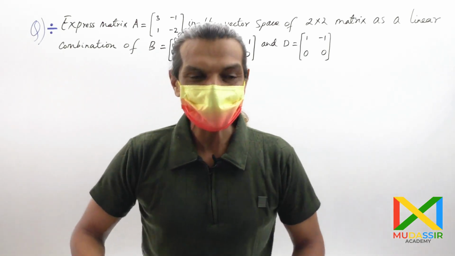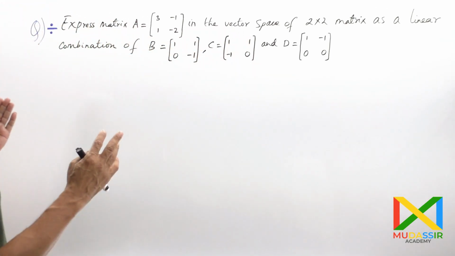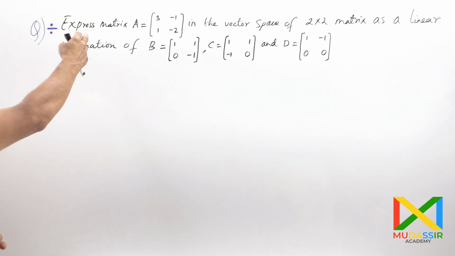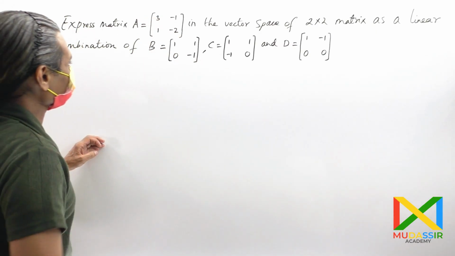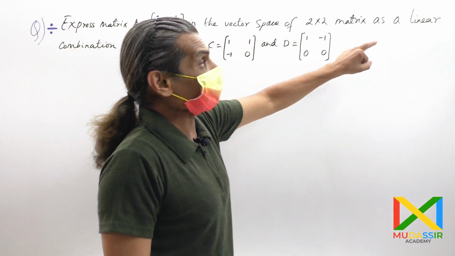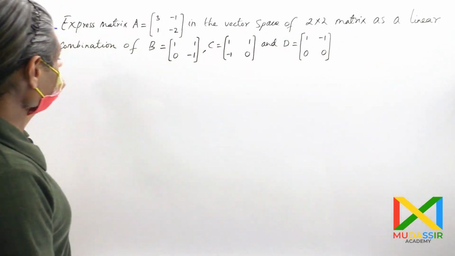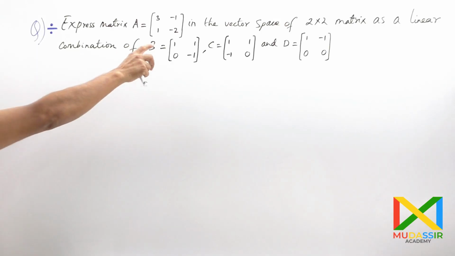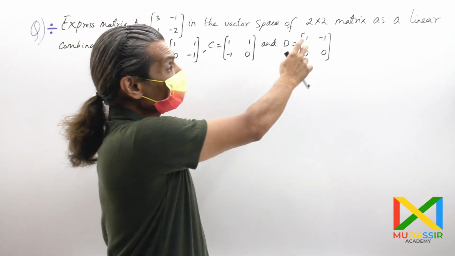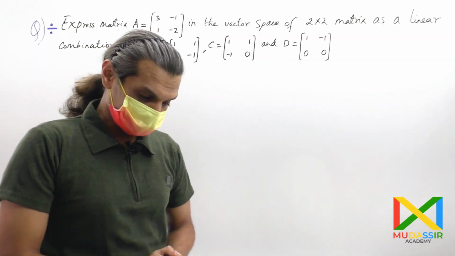Hello students, welcome back. In today's video, I'll be solving a simple and a very interesting problem on linear combination. The problem here is on the board. It says: express matrix A = [[3, -1], [1, -2]] in the vector space of 2 by 2 matrices as a linear combination of B = [[1, 1], [0, -1]], C = [[1, 1], [-1, 0]] and D = [[1, -1], [0, 0]].